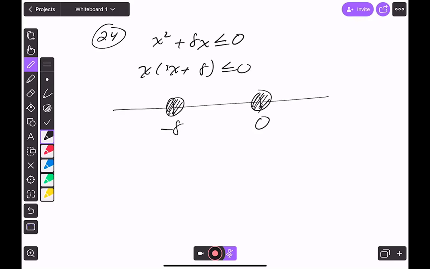Plug a number in, any number you like after 0. I would say 1. You get 1 times 9, a positive times a positive. They're not less than 0. This doesn't get shaded in. Let's go between minus 8 and 0, like minus 1. That'll be a negative number times a positive number. That's a negative number overall, and it is certainly less than 0.